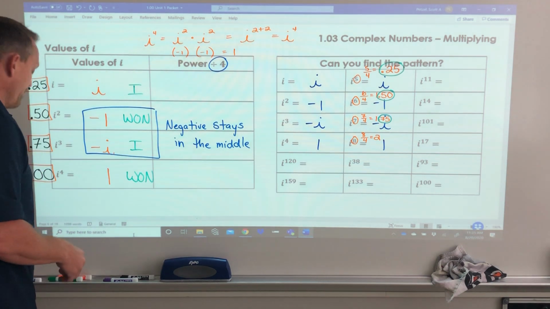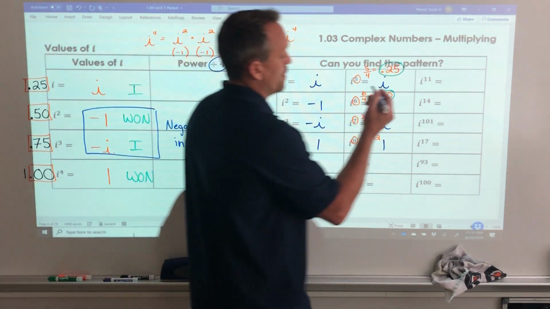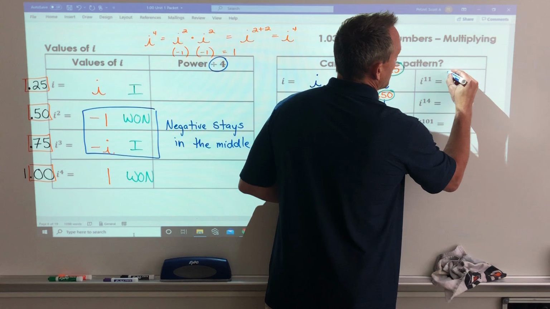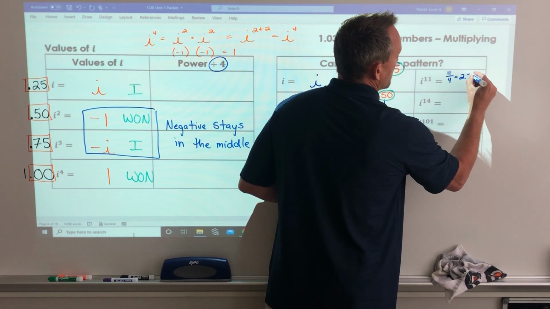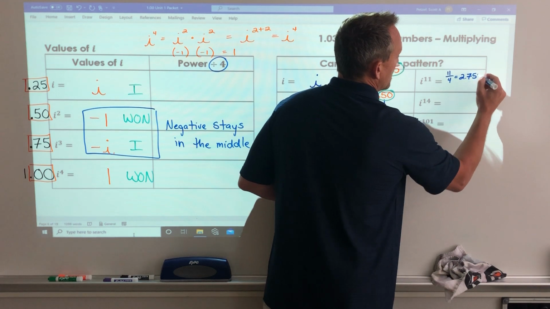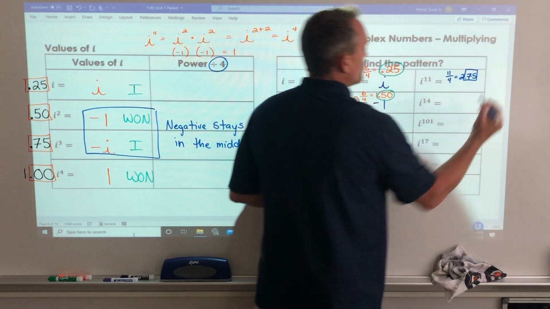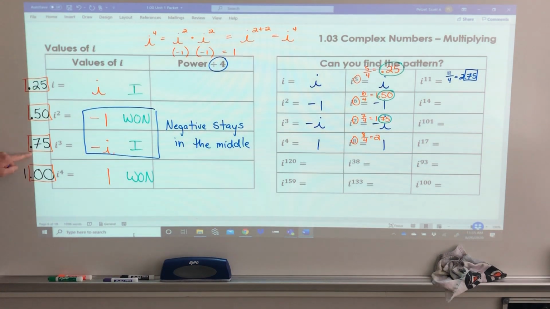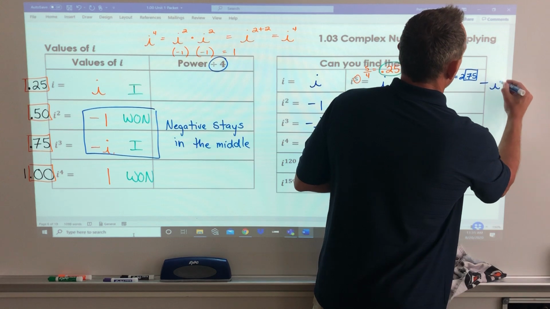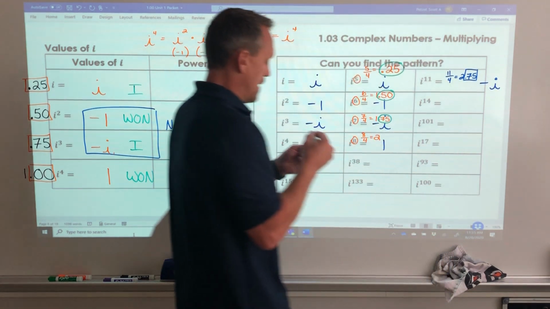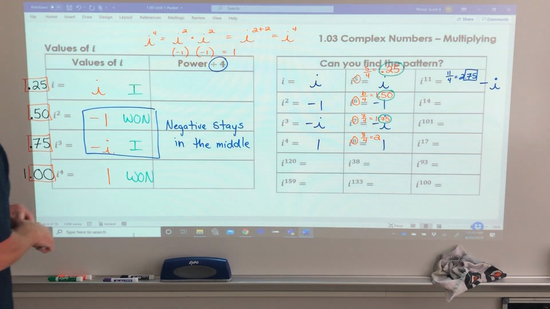So let's just do some off the top. So i to the 11: 11 divided by 4 equals 2.75. 0.75 is what we're looking at. 0.75 is i to the 3, which is negative i. So why is it negative i?